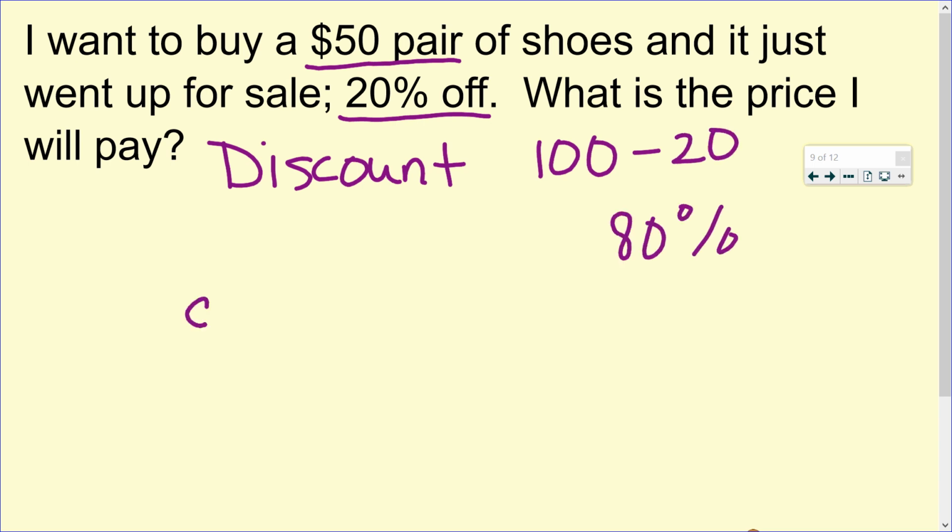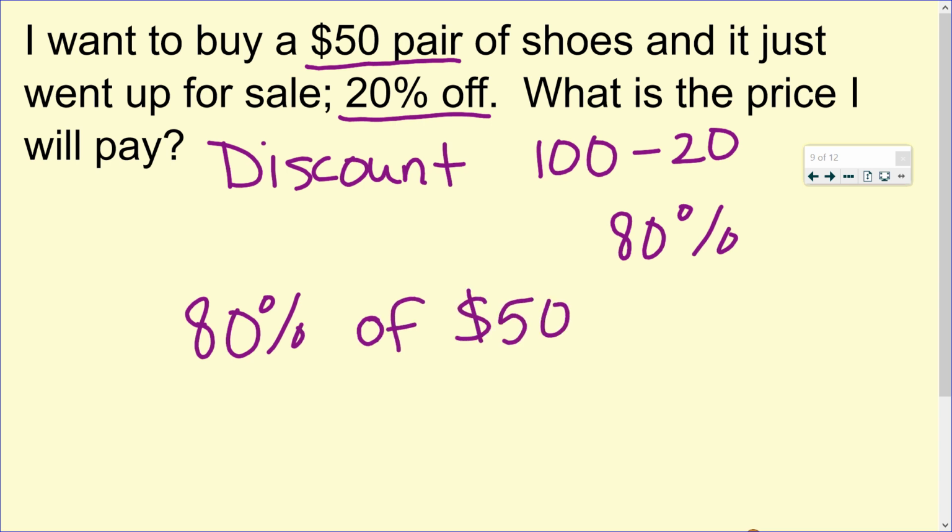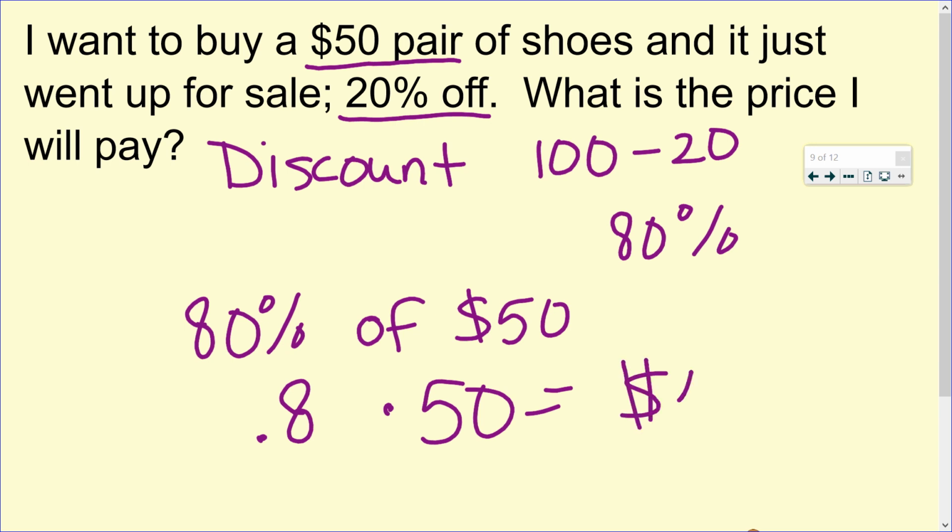So we need to figure out what is 80% of $50. Do you remember what the word of means in math? It means multiplication. So let's take this one step further. 80% is what decimal? 0.8. Of means multiplied, and 50. That's your calculation. 0.8 times 50. In your calculator, what do you get? $40.